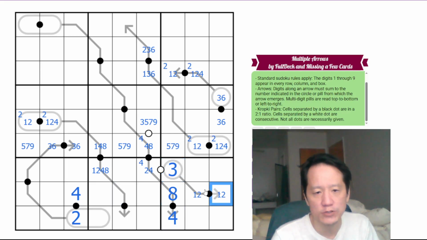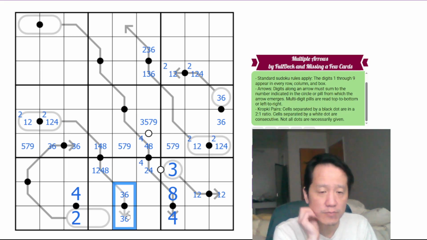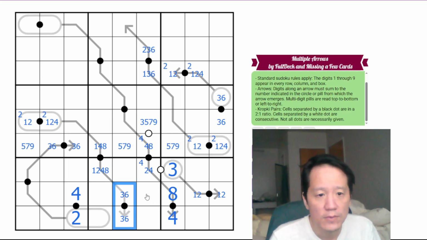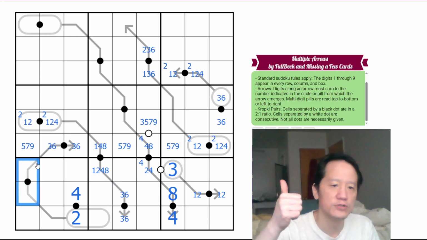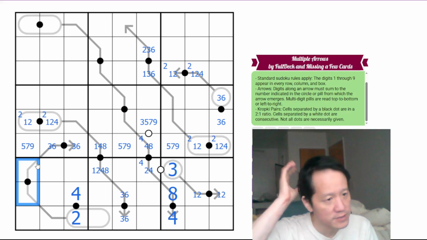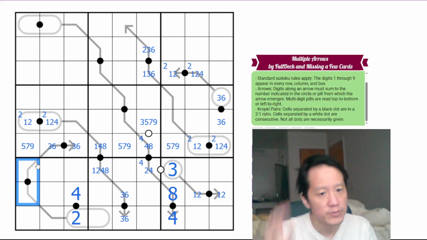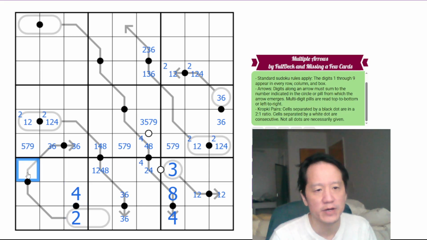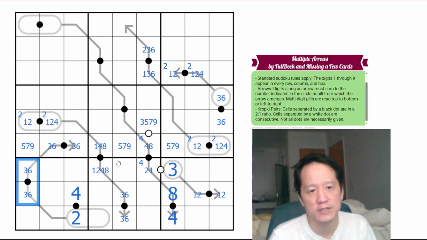This cannot be 1, 2, 4, or 8, so it has to be 3 or 6, which makes this a 3, 6, 3, 6 pair. This cannot be 1, 2, 2, 4, or 4, 8, because we have a 2 and the 4 in the same box. So this must be, again, 3, 6. So this is 18 here.